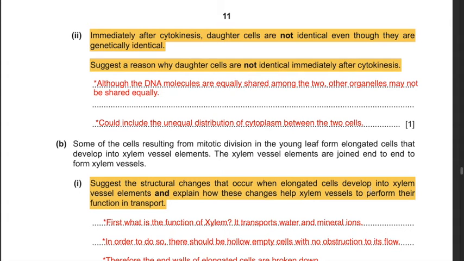It is only the DNA molecules that are equally shared. What about the other organelles? So that is a key suggestion. Other organelles may not be shared equally, hence they are not identical immediately after cytokinesis. That will leave you with 1 mark.